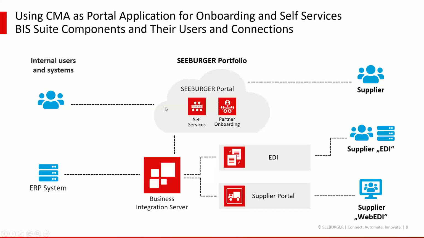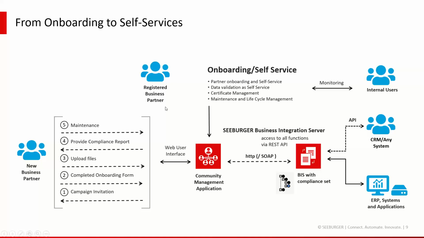So how does such a process work in technical detail? It's important to know that the CMA portal is an application that allows you to make forms available to your external and internal users for the transmission or retrieval of certain data. But the processing of that data always takes place in the BIS platform. So in the case of an onboarding, the suppliers will first receive an invitation email from the portal, and then they would enter their, for example, AS2 or OFTP communication data there.